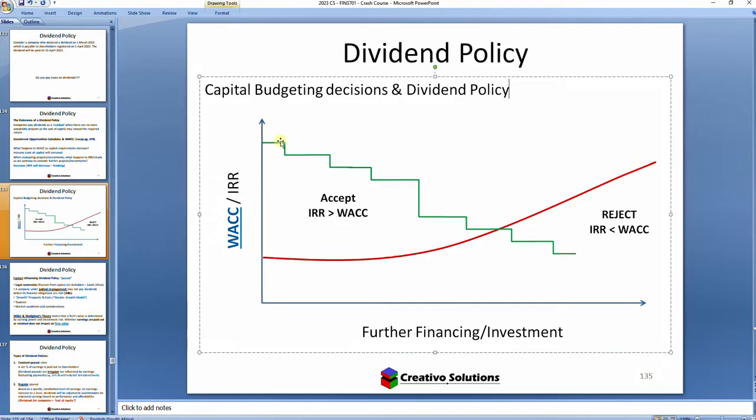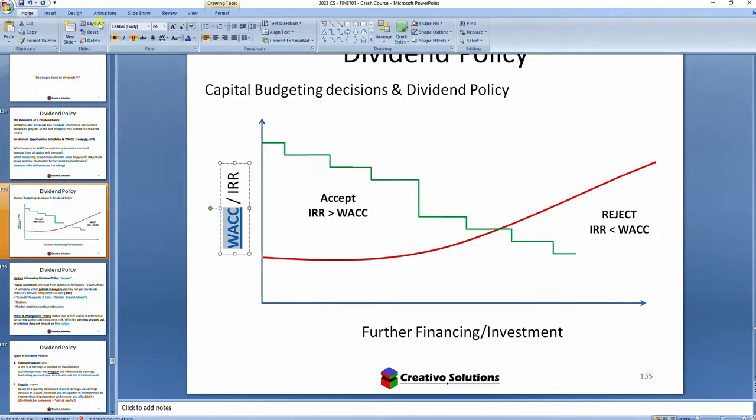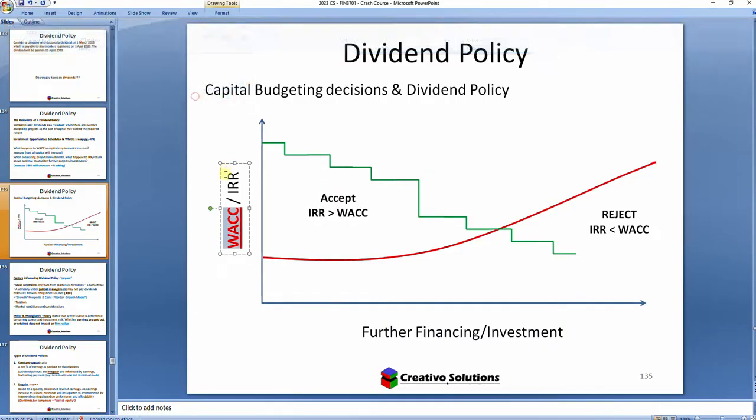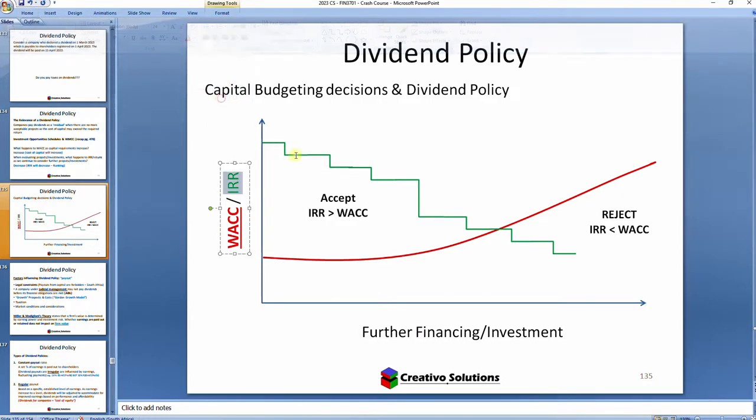Okay, the green line is representing the IRR. I should have labeled this actually, but it would have been a discussion point. So I'm just going to change this to red and green. All right, so you've got that. Remember, earlier we worked out IRR. Now we've just worked out WACC.